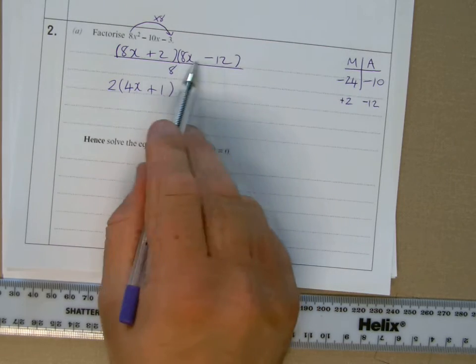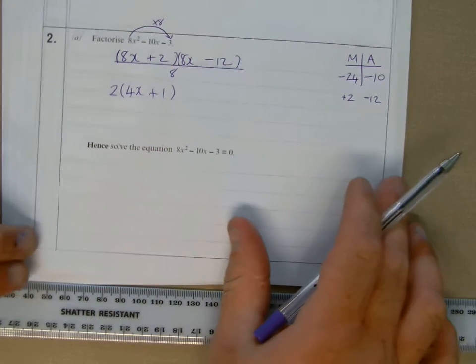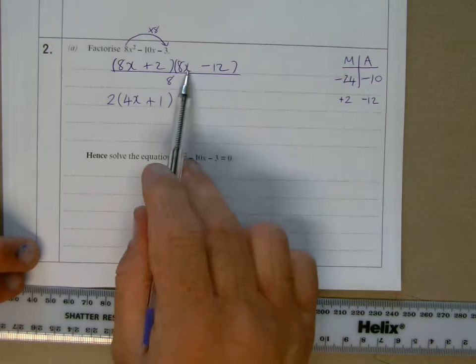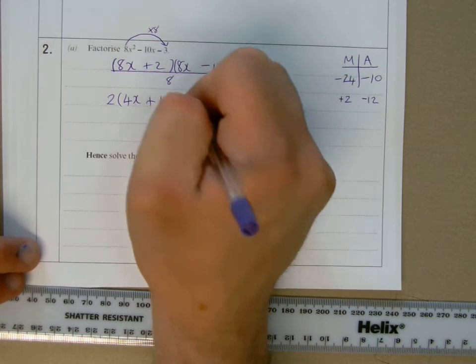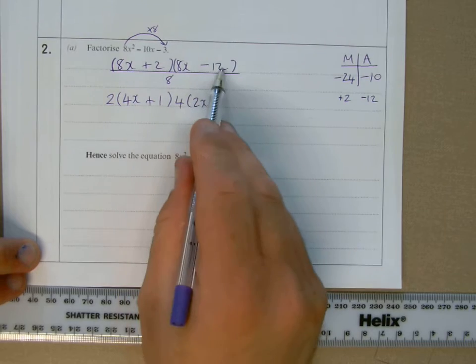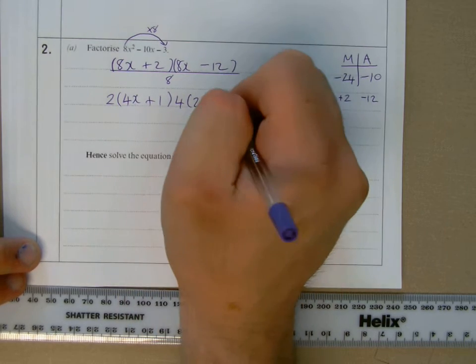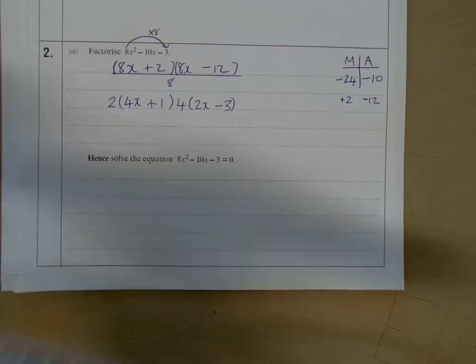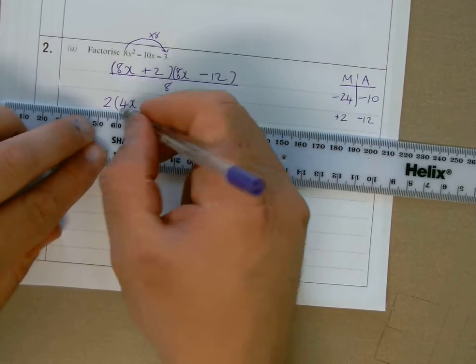And then in this bracket here, let's look for factors. In fact, there's a factor there of 4, isn't there? 4 goes into 8 and 12. So we can take out 4. 4 times 2x will give me 8x, and 4 times minus 3 will give me minus 12. Okay, so we've got that there.